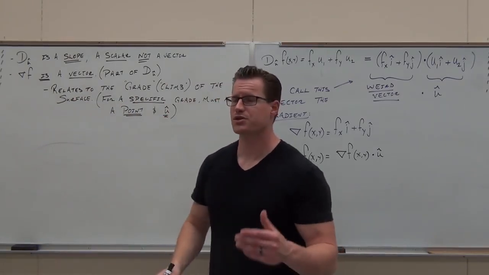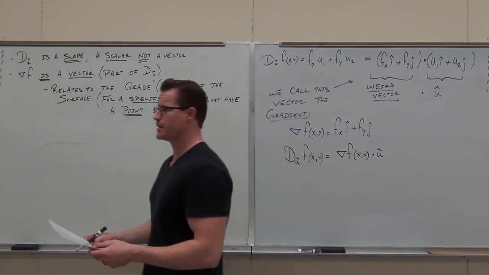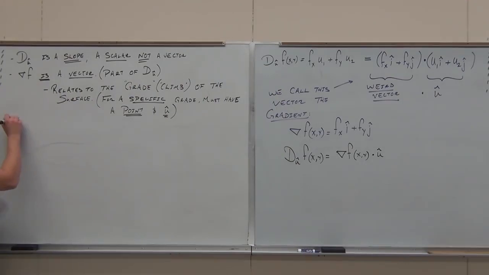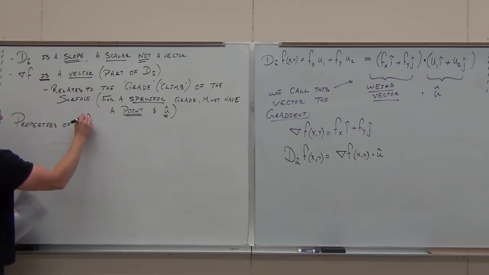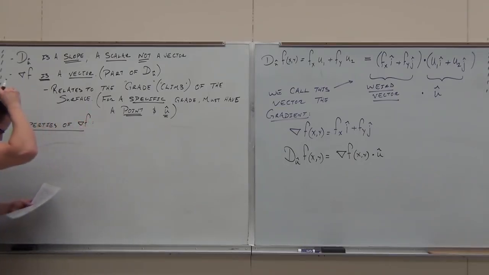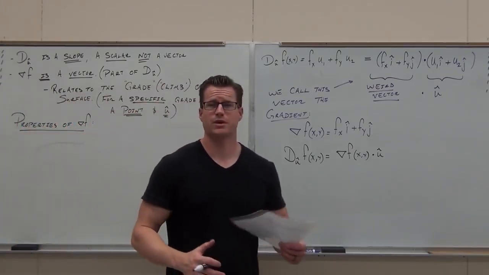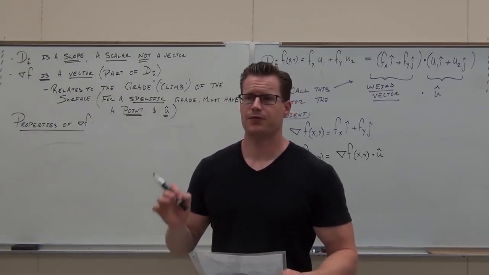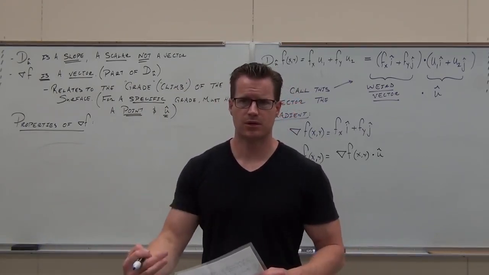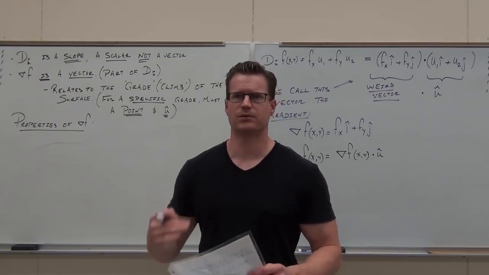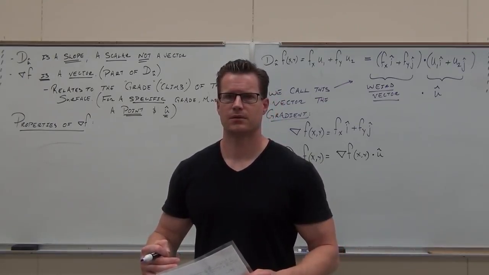Let's talk about some properties. I'm going to prove the ones for you that need proving. First one's really obvious. I'm not going to prove it. If your gradient equals 0, the derivative equals 0. Is that clear? You can prove it.